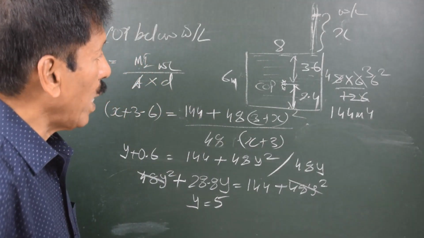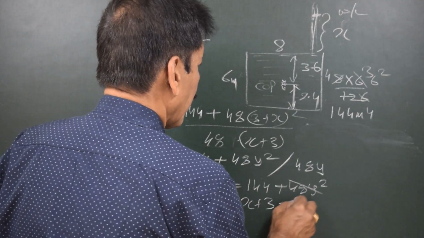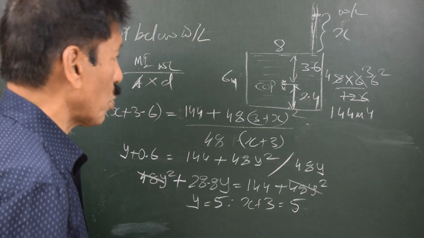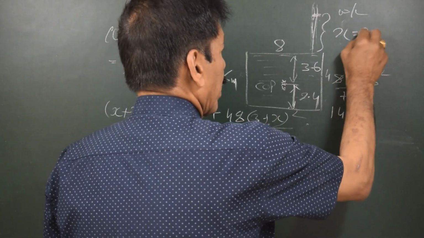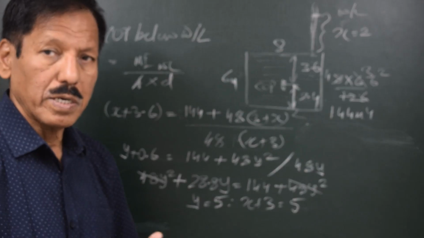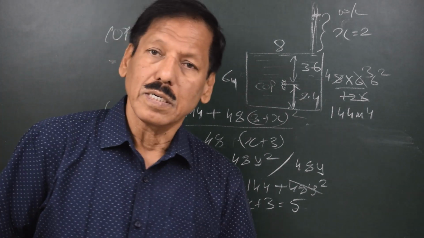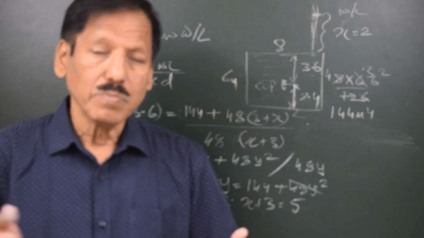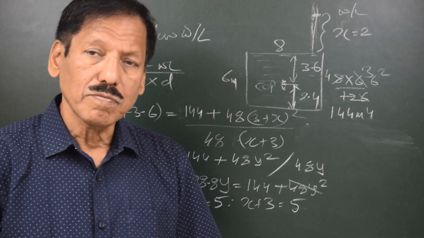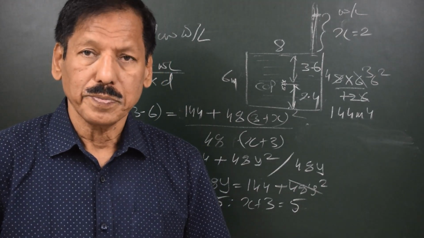So if Y is equal to 5, then X plus 3 equal to 5, because we had assumed X plus 3 equal to Y. So X is equal to 2 meters. So there is a 2 meter head above the tank top. So this is how we find out what is the head of water in the sounding pipe in case a question is given in this form, or sometimes they might ask you simply that there is a head of say 3, 4 or 5 meters in the sounding pipe. Find out the position of center of pressure.